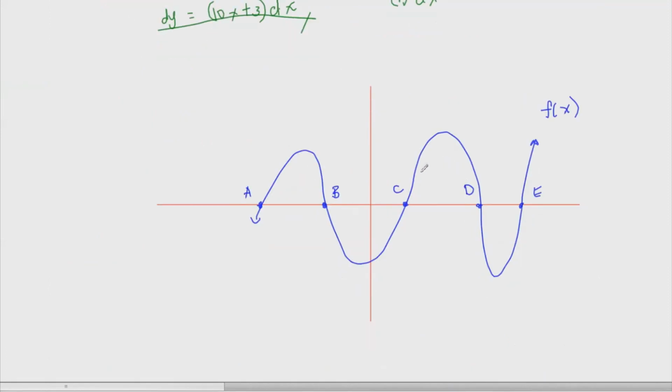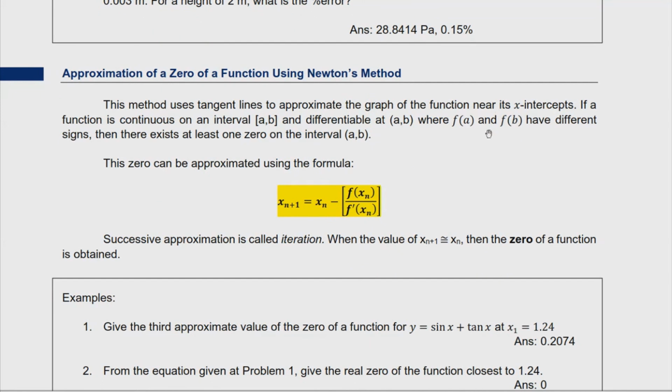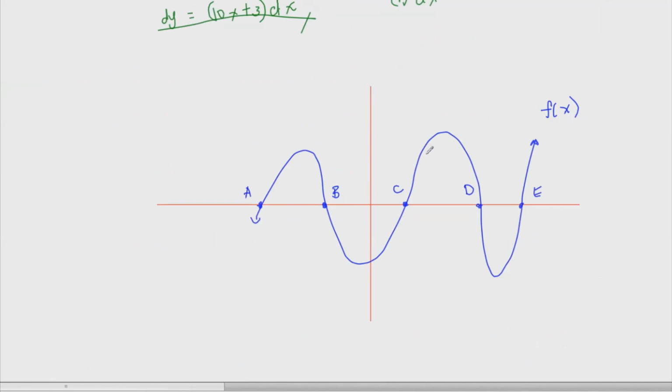So why is it important that they have different signs? Because if we select this interval, for example, these two points, let's say this one is A and this one is B, we know for a fact that f of B is positive because it is in the 1st quadrant. And if we take f of A, we know that this is negative because it's in the 4th quadrant. Now, since they have two different signs, according to that theorem we should have a zero of the function between the interval, and that makes perfect sense in this case.